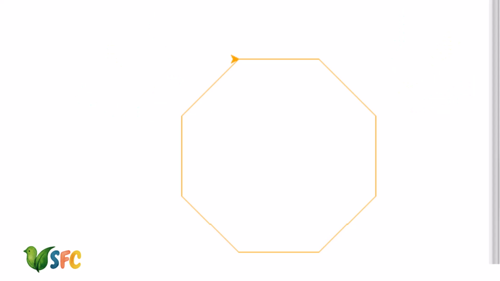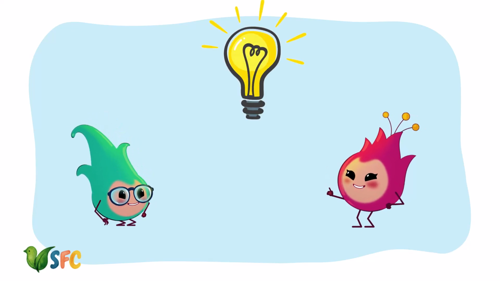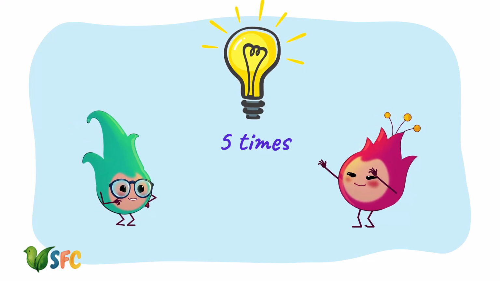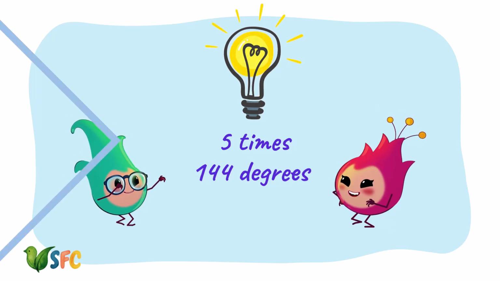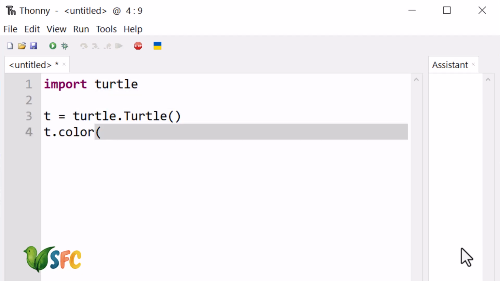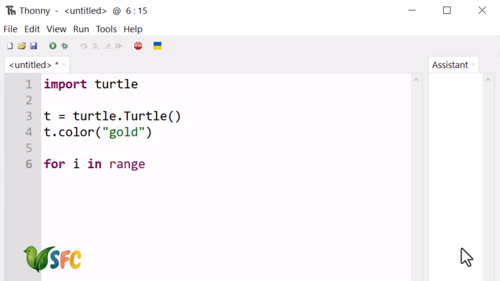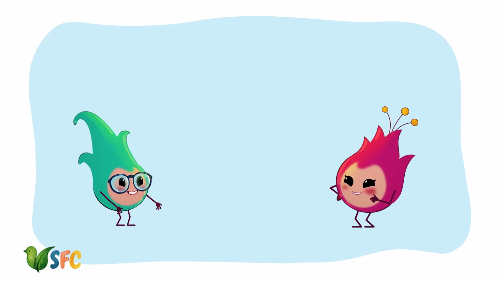It really is. Now it's your turn, Sareen. Draw a golden star. Here's a hint. Use a loop that repeats 5 times and turn 144 degrees each time. Let me try. Oh, wow! Amazing! You did it! Yes, I did it! I'm using coding, math, and art all at once!